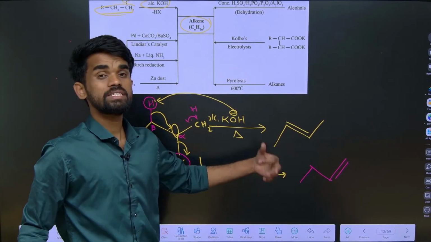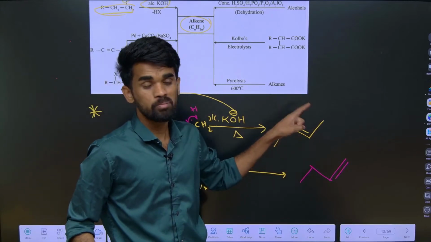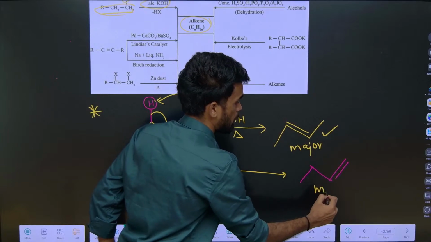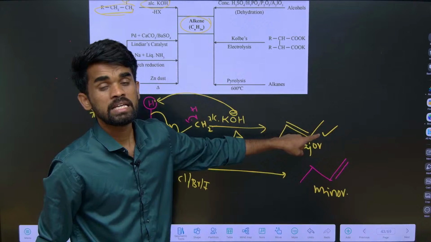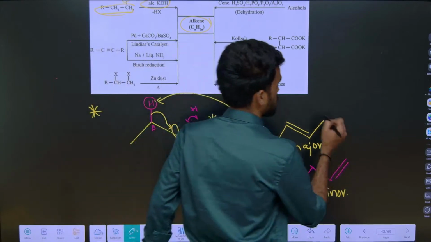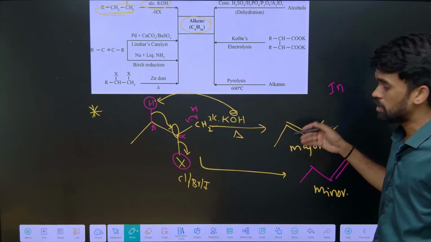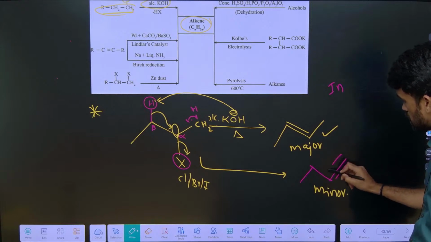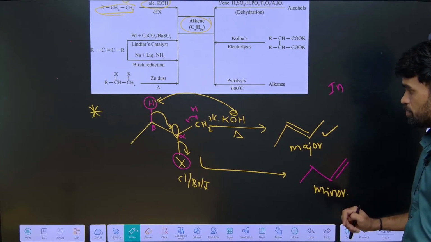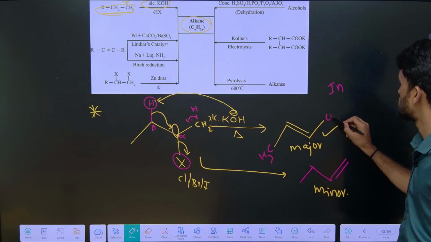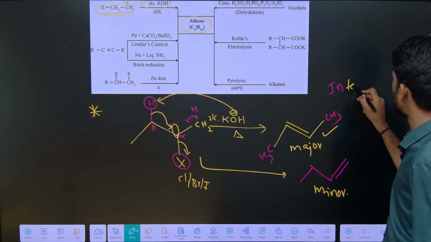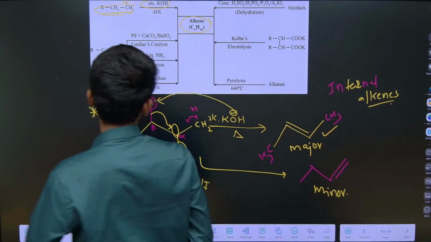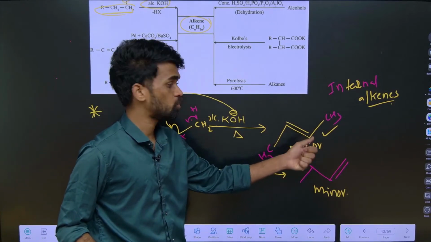Out of these 2, which alkene is more stable? This is the more stable alkene, therefore this is formed as the major product, and this will be the minor product. This major product is called the Saytzeff product, and this is the Hofmann product. The internal alkenes are major because they are more stabilized by hyperconjugation when compared with the terminal alkenes. The terminal alkene, with the double bond at the terminal of the compound, is stabilized by hyperconjugation of fewer alkyl groups. Therefore internal alkenes are formed as major. This is the Saytzeff rule.